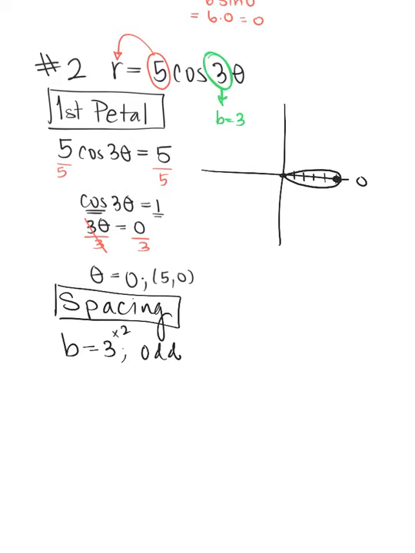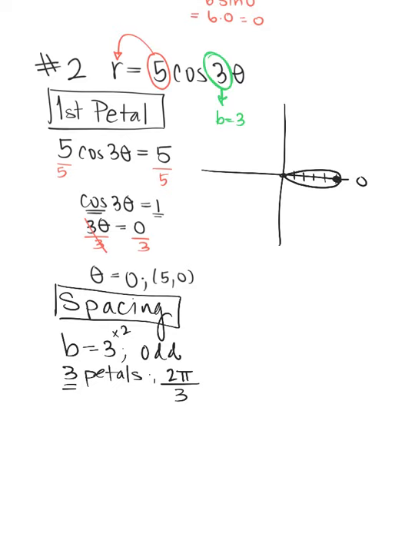So there would be 6 petals, but because it's odd, we are going to only see 3 petals because the other 3 petals are on top of the first 3, right? So they trace over the existing first 3. And that means we're going to graph 3 petals between 0 and 2 pi. So that spacing would be 2 pi over 3.